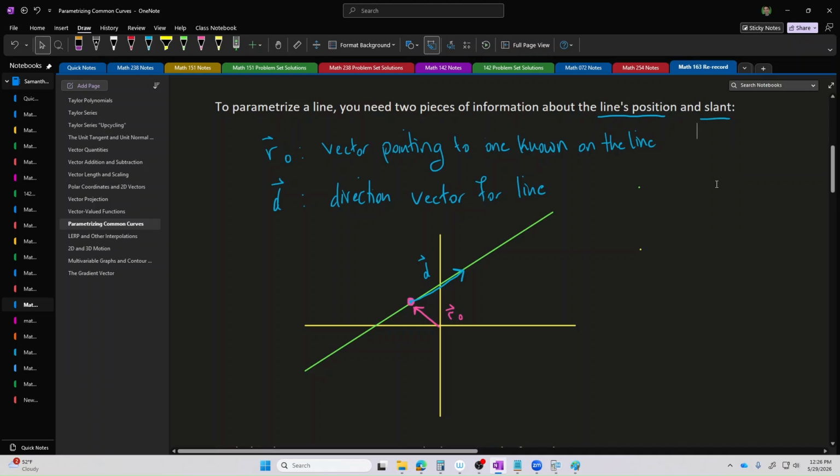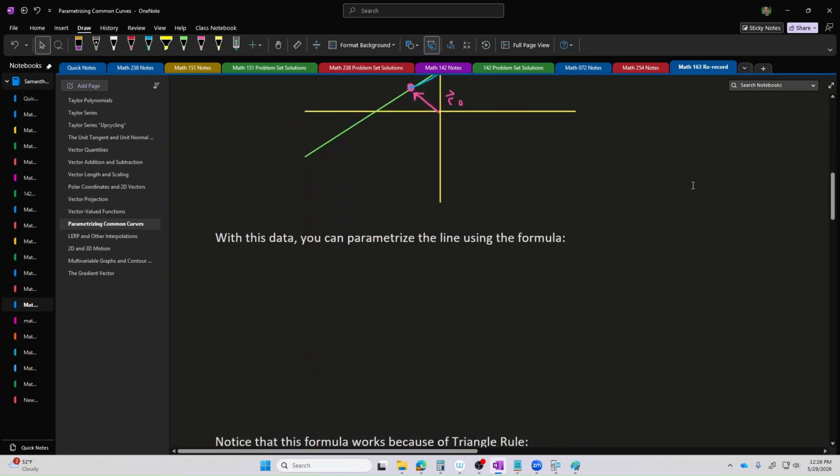Once you have those two pieces of data, you can parameterize the line using the following formula. R of t is equal to the direction vector d scaled by the amount of time that's passed, scaled by t, and then add the position vector in the back: direction vector times t plus position.